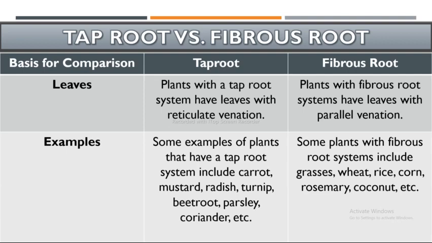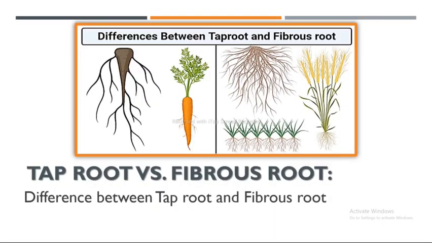Next basis of the comparison is the examples. Some examples of the plants that have a taproot system include the carrot, mustard, radish, turnip, beetroot, parsley, and coriander, etc. And some plants with the fibrous root systems include the grasses, wheat, rice, corn, rosemary, and coconut, etc. So this is the difference between the taproot and fibrous root as shown in the figure.